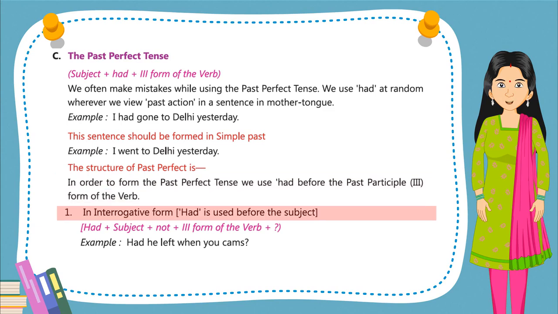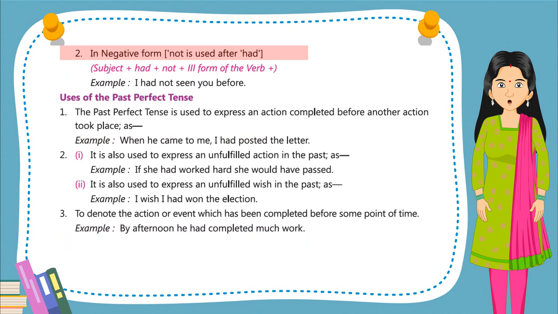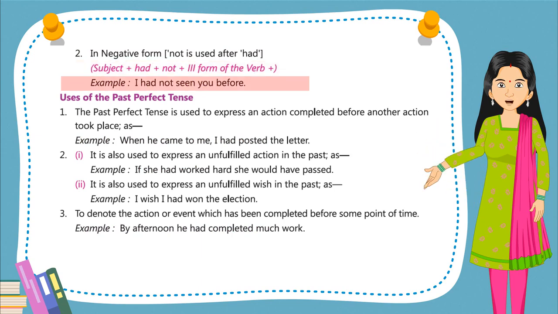1. In interrogative form, had is used before the subject. Had plus subject plus not plus 3rd form of the verb. Example, had he left when you came? 2. In negative form, not is used after had. Subject plus had plus not plus 3rd form of the verb. Example, I had not seen you before.